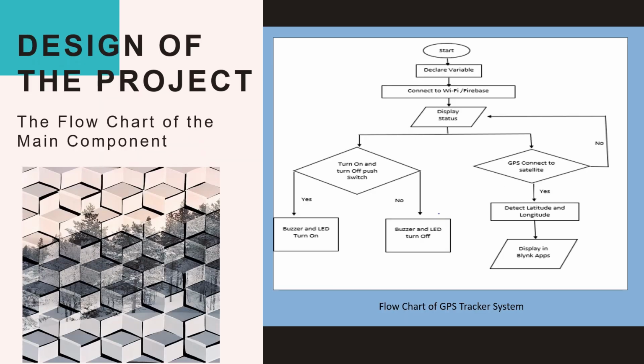Next, this is our design of the project. From the flowchart, this is the GPS tracker system, the main component of it. It will connect to Wi-Fi and display the status. If yes, it will connect to the GPS, then satellites, and detect the latitude and longitude, then display in the Blynk app. At the same time, it will trigger the alarm system, which turns on and off with a push switch.